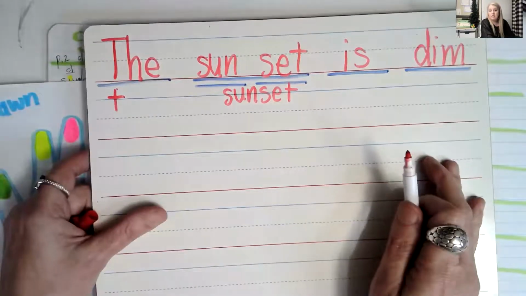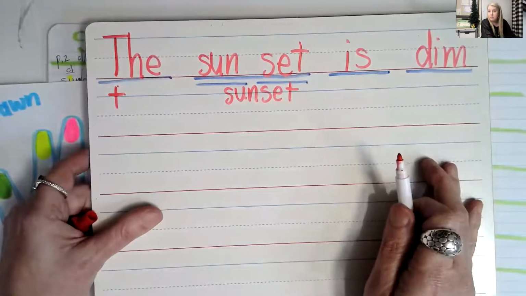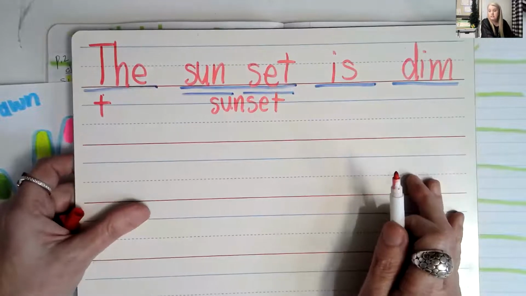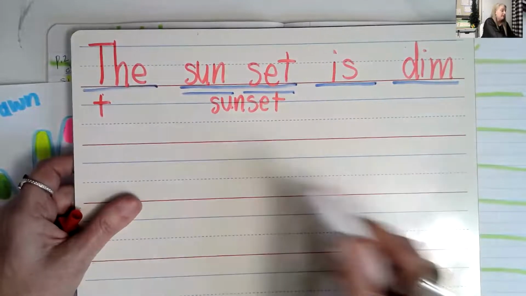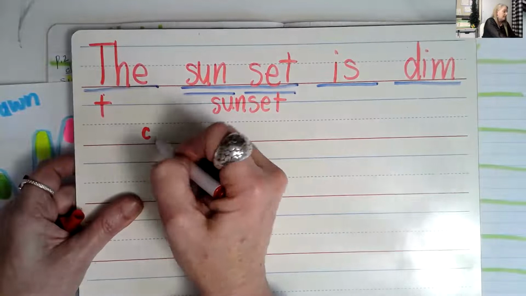So then I talk to them about using CUPS. So we're going to use CUPS to check our sentence before showing it to me. So CUPS, C-U-P-S.